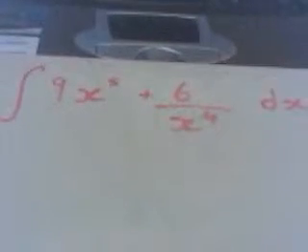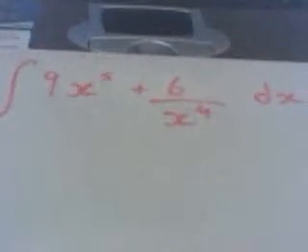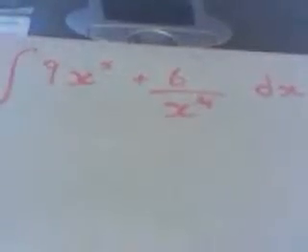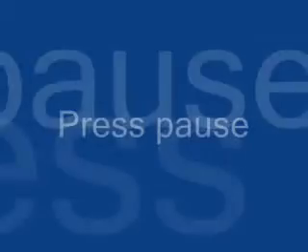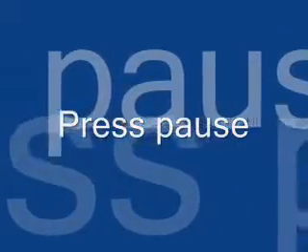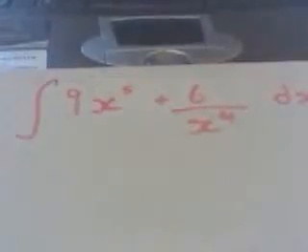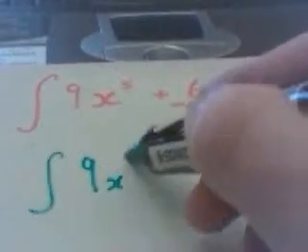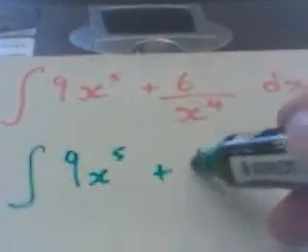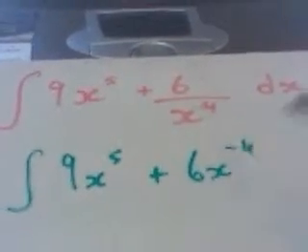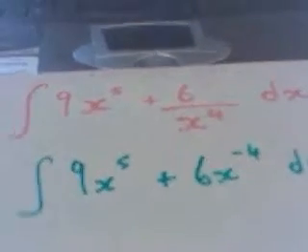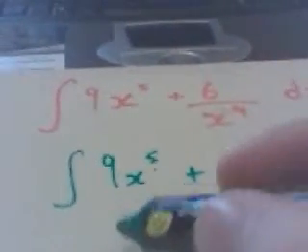Here's a much more challenging one for you to integrate. 9x to the power 5 plus 6 over x to the power 4. Now on these trickier ones you may wish to go back to rewriting it as 6x to the negative 4. It might make it a bit easier for you, but once we integrate, the rules are the same.